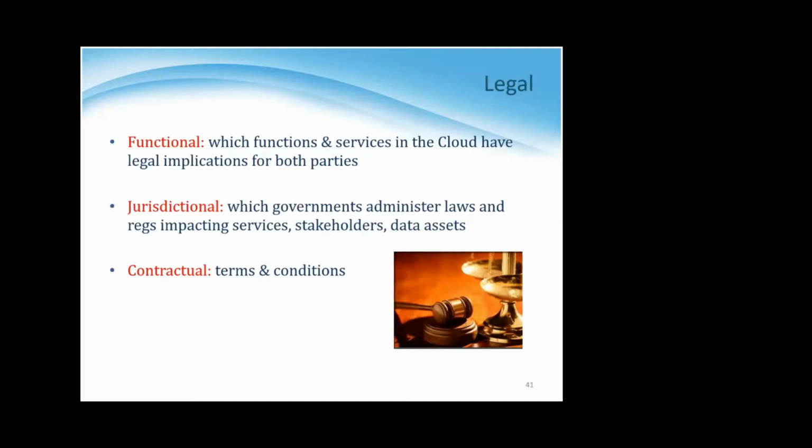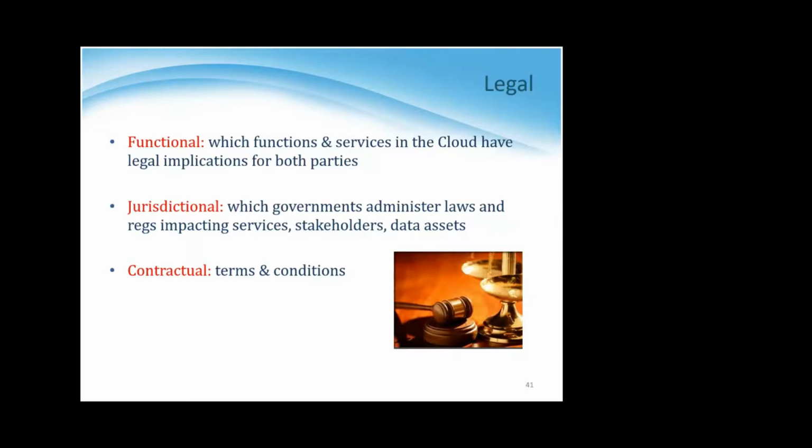Why do we need this? Because we need government approval. If Jio or Airtel or BSNL wants to operate their own cloud data security forum, they need to get approval from the government based upon the laws. That is called government administered law, impacting services, stakeholders, and data assets.